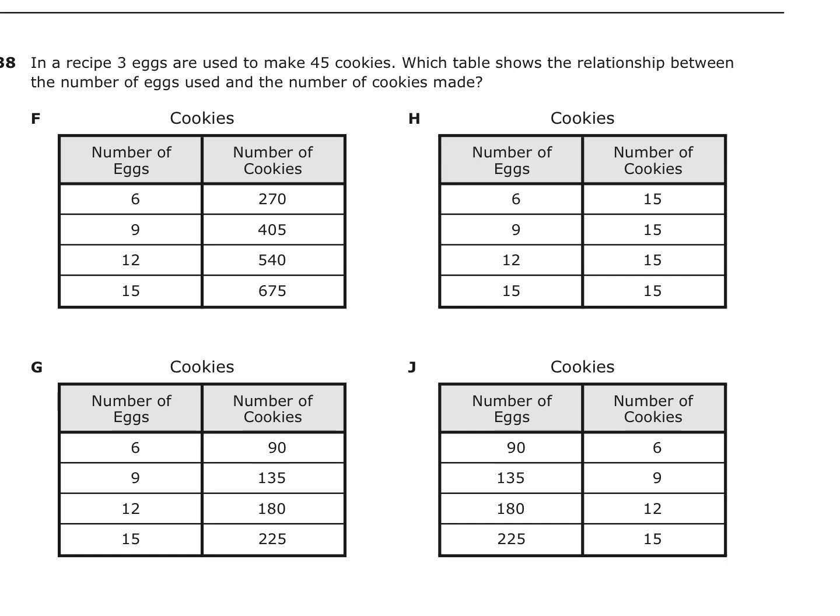And now we're at the last one, number 38. Yay! In a recipe, 3 eggs are used to make 45 cookies. So that means that 1 egg can make what? 1 egg could make, divide 45 divided by 3, that's 15 cookies. So we know that 1 egg can make 15 cookies.